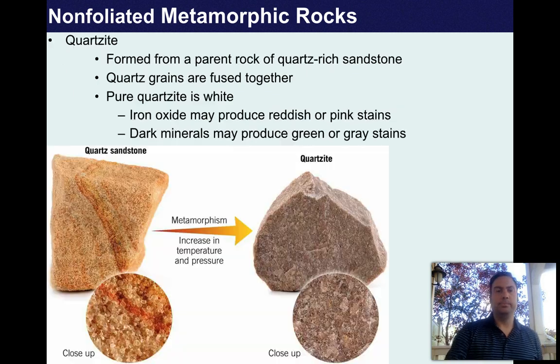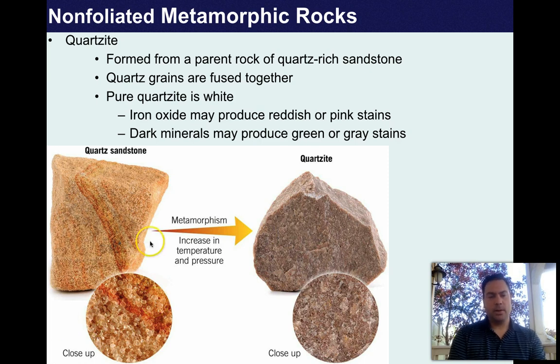Cool rock. And one of the neatest rocks, actually, is quartzite. This is a rock I love to look at. Quartzite formed from a parent rock of quartz-rich sandstone. And quartz grains are fused together in these things, right? So here we have a quartz sandstone. Here we see what the grains look like. We can remember that this is what they look like from our discussion on sedimentary rocks.